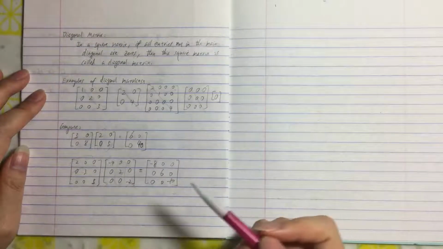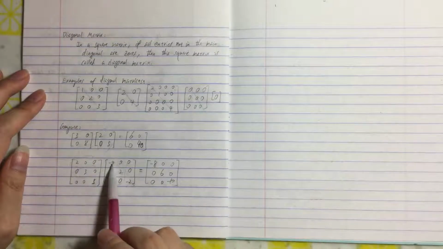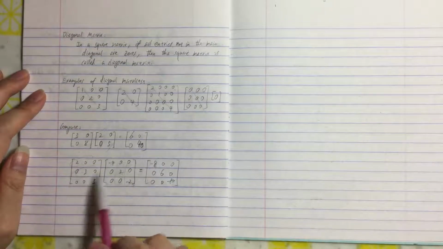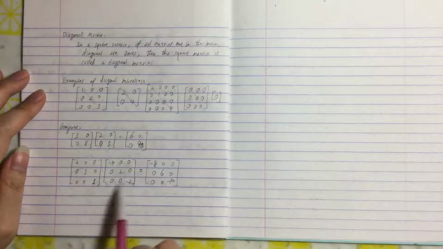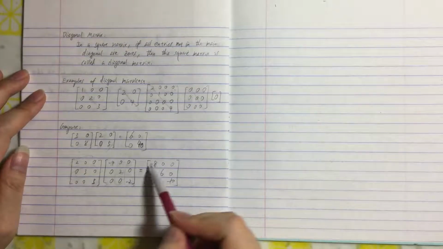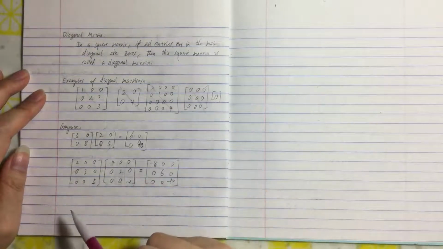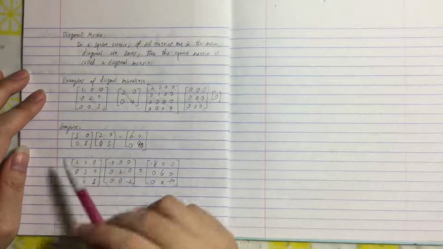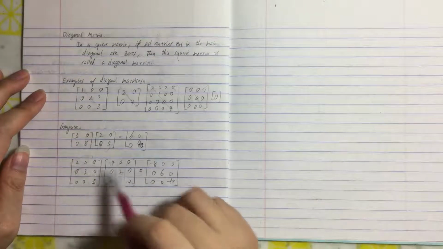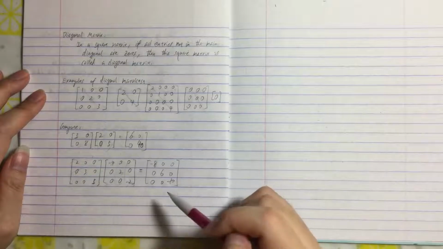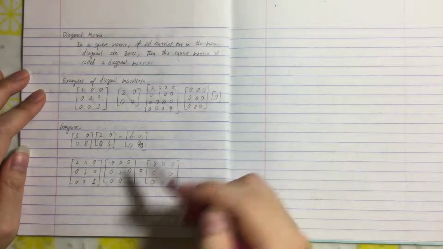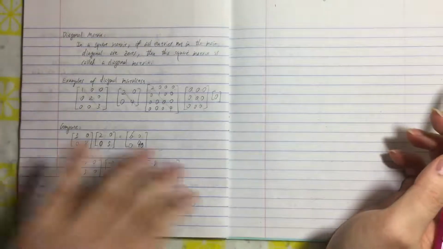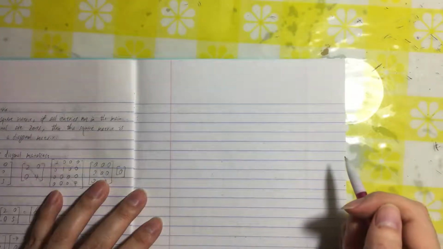Let's check this 3 by 3 matrix. 2 times -4 is -8. 3 times 2 is 6. 5 times -2 is -10. So, when we multiply two diagonal matrices, if we multiply the corresponding entries in the main diagonal, we get exactly the same answer as using matrix multiplication. That's a property of diagonal matrices.